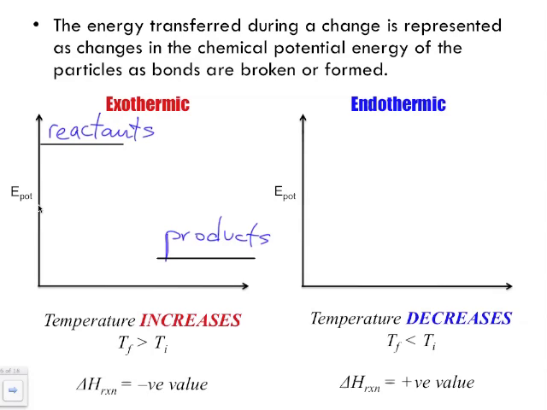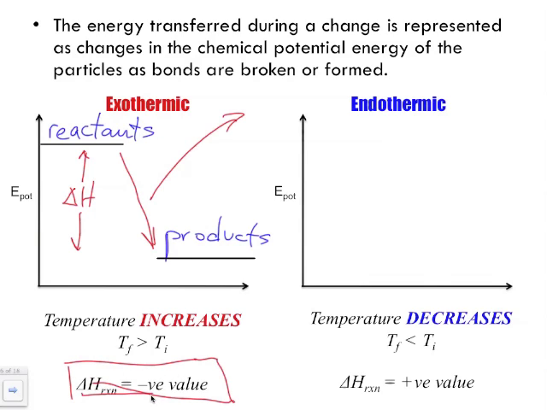So here we've got what we call our change in enthalpy. The reaction is going in this direction. All of a sudden, the reactants have a higher potential energy. So when the new bonds form in the products, that energy, that heat, gets released. So this will give us a negative value for our change in enthalpy.